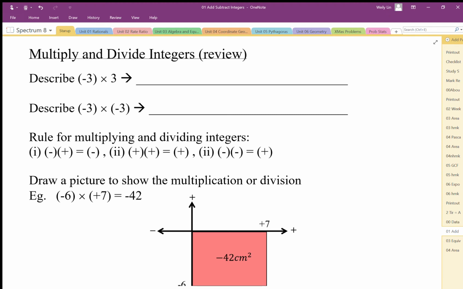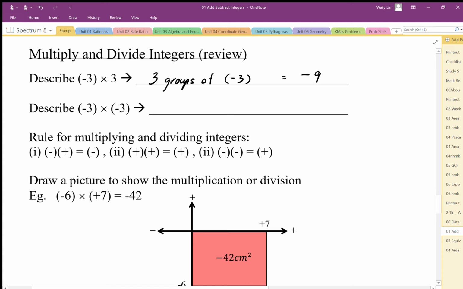So when we're multiplying and dividing integers, we have to worry about multiplying and dividing with that negative. So if I have negative 3 times negative 3, one way I can describe this is three groups of negative 3, which is equal to negative 9.